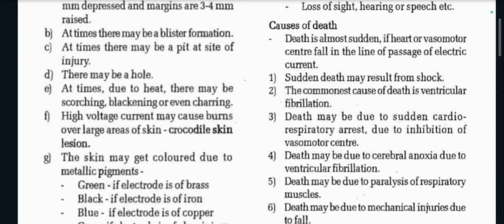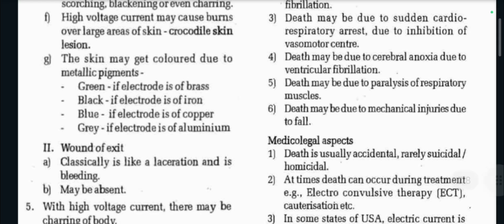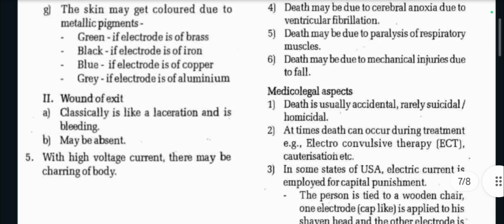So high voltage current causes burns over large areas of skin. Crocodile skin lesion. The skin may get colored due to metallic pigments: green, black, blue and grey. Remember, green, black, blue, grey. Green is because of electrode of brass, black because of iron electrode, blue because of copper electrode, grey because of aluminium electrode. And what about wound of exit? Classically it is like laceration and is bleeding, and it may be absent sometimes. So these are a few points regarding entry and exit wounds.